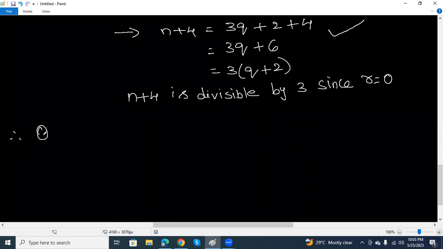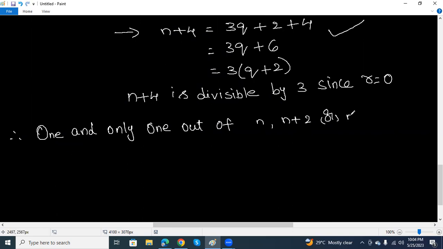Let's conclude the statement. Therefore, one and only one out of n, n plus 2, or n plus 4 is divisible by 3.